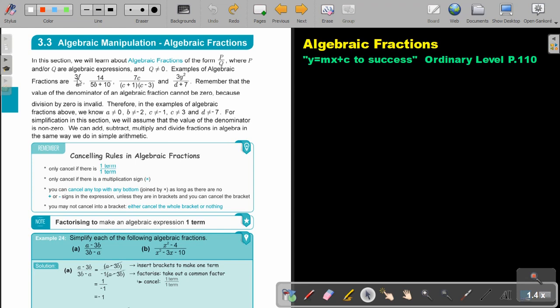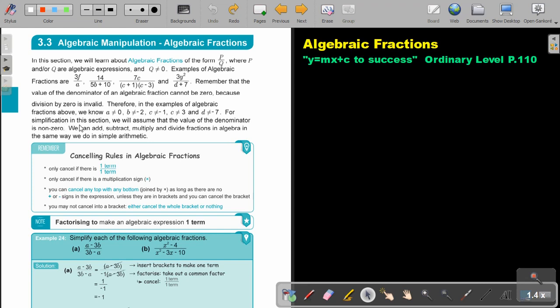Examples of algebraic fractions are this, and this. Remember that the value of the denominator of an algebraic fraction cannot be 0 because division by 0 is invalid. Therefore, in the examples above, we know A cannot be 0, because then the fraction becomes 0. B cannot be negative 2, then it will be negative 10 plus 10, which will also make it 0. C cannot be negative 1, then it will be 0 and it's division by 0. And the same, D cannot be negative 7, then this will become 0, and then I have division by 0.